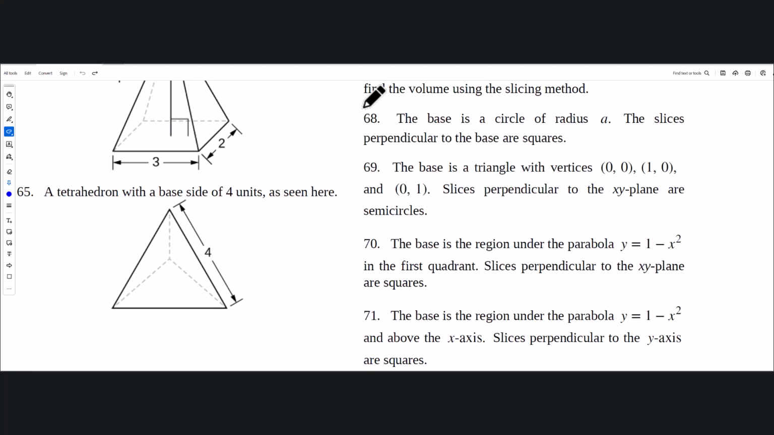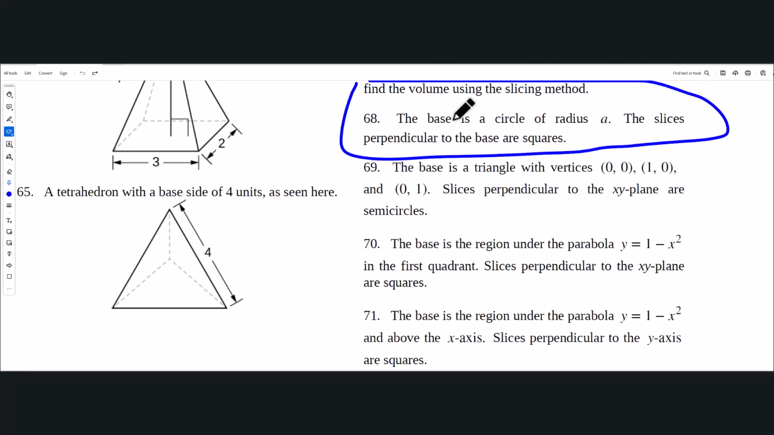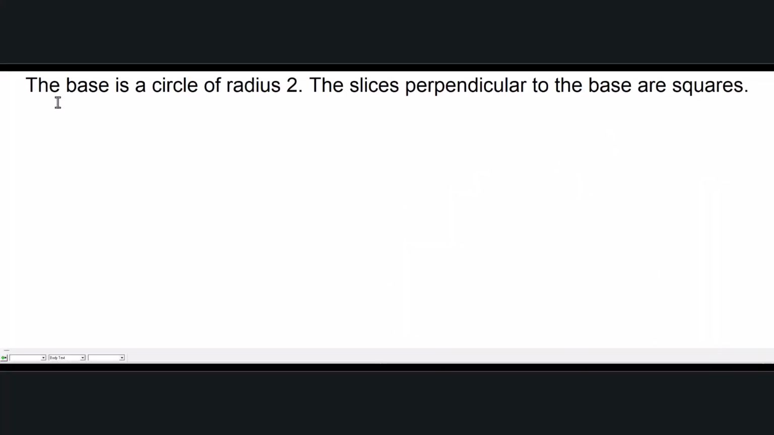So we are working on a problem from our textbook to find the volume of a solid whose base is a circle of radius a and the slices perpendicular to the base are squares. So what we are going to do is, let's take a particular case where a equals 2. That is, we are changing the question so that the base is a circle of radius 2 and the slices perpendicular to the base are squares.